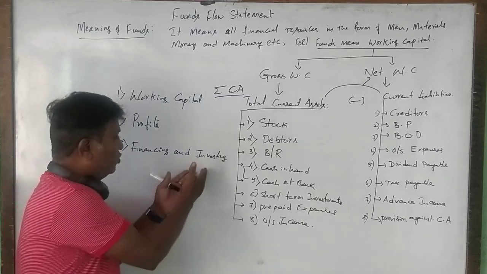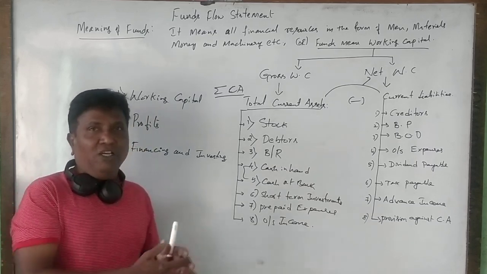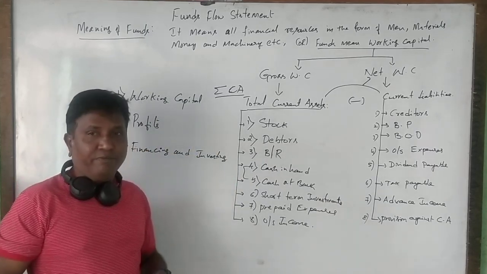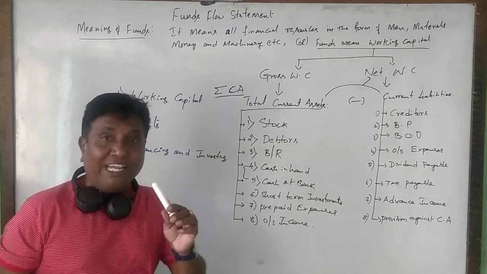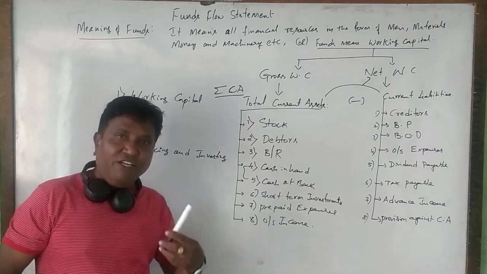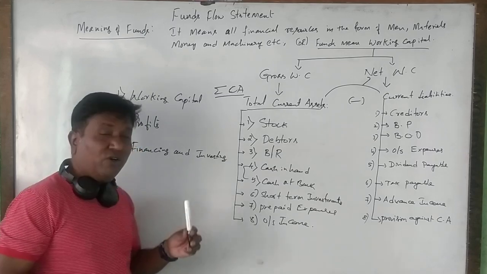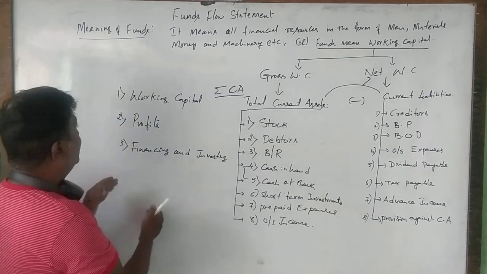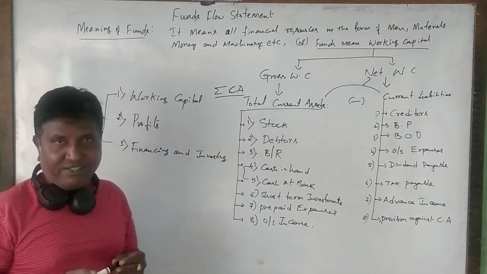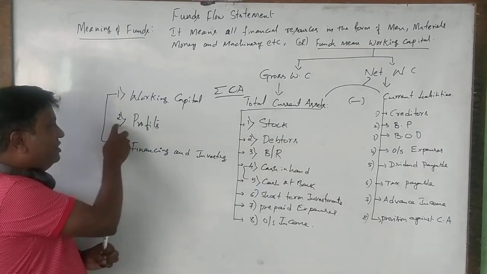Investing. When you have so much finance coming into the business, what will you do? You will not keep it in the locker. You will not keep it in the treasure box. Definitely you will invest this finance in some assets, capital assets or fixed assets. The amount of finance which you invest either in fixed assets or in long-term investments, this is what we call investing activities. So that means the funds flow happens with these three major activities. This funds flow statement happens in these three major activities.